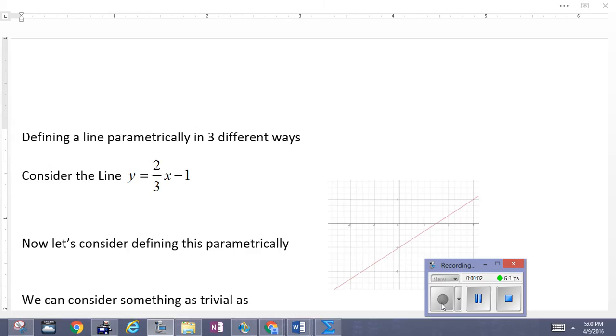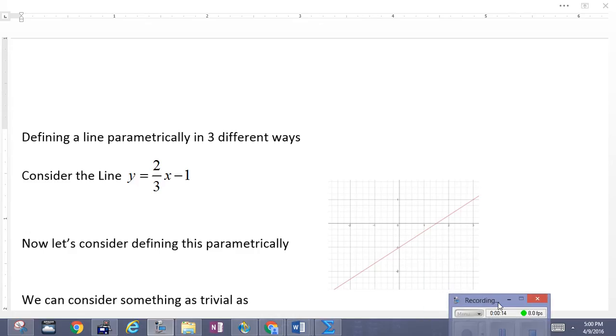Okay, in this video we're going to consider defining this simple line, y equals 2/3 x minus 1, parametrically in three different ways. So here is our line, 2/3 x minus 1, quite simple to plot, of course: y-intercept at -1, up 2/3, and that's our graph. Now, if we are to define this parametrically, there are infinitely many ways in which we can define it.